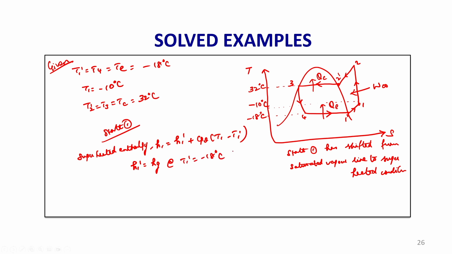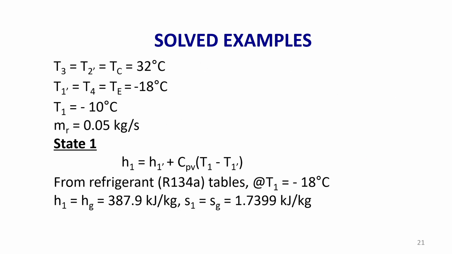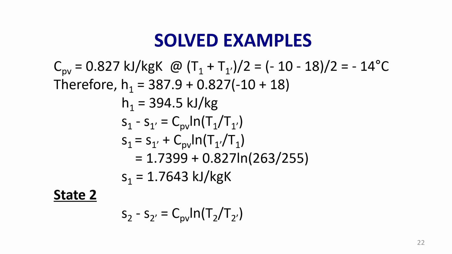Now what is the Cp of vapor? Because I know T1 and T1 dash, I can find out the average temperature, and for that average temperature I will take the specific heat value. So Cp of vapor should be taken for the average of T1 plus T1 dash by 2. If you see the procedure, T1 plus T1 dash by 2 is minus 14 degrees centigrade. So I have taken the value corresponding to minus 14, Cp value is 0.827.